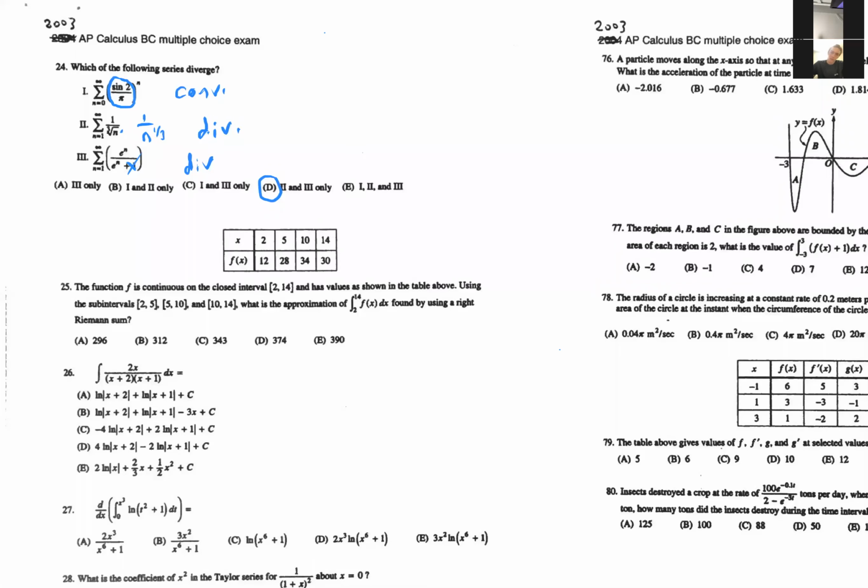27. So 27 is another fundamental theorem of calculus problem. I told you that was the most important lesson of the year, and the reason is because it always shows up. I'm guessing it'll show up somehow again this year. One way or another, they'll probably get it in there. So 27.